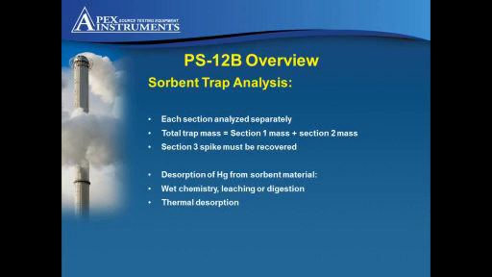The trap analysis. Each carbon section is analysed separately. There are different analytical techniques available, however, the most common and quickest is thermal desorption. The total mass of mercury in the sample is the mass of section 1 added to the mass found in section 2.